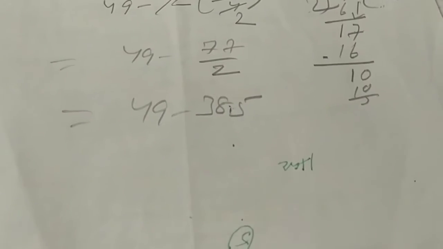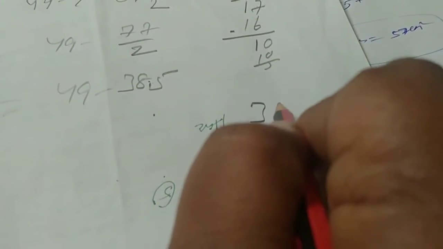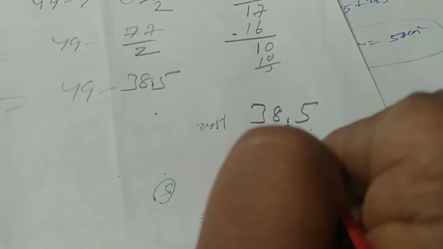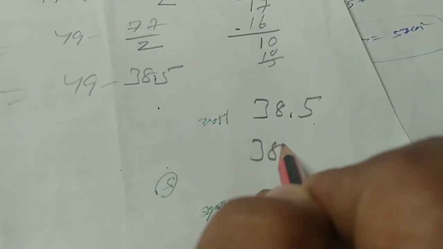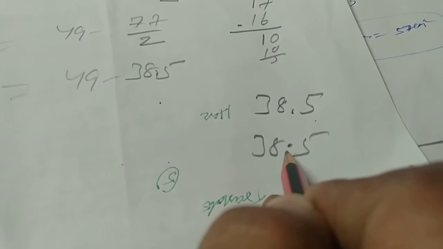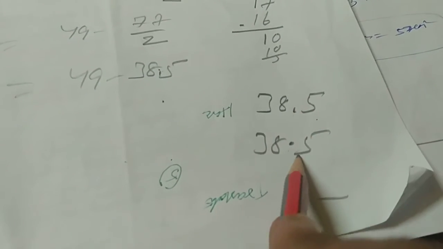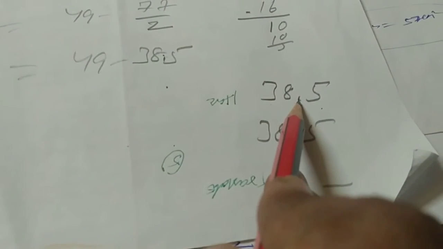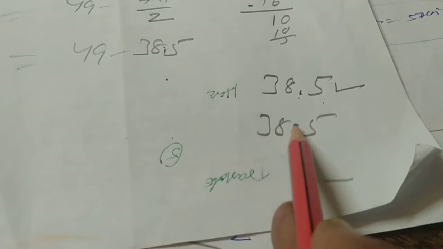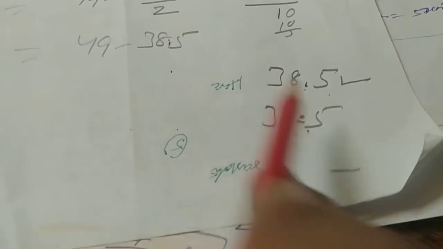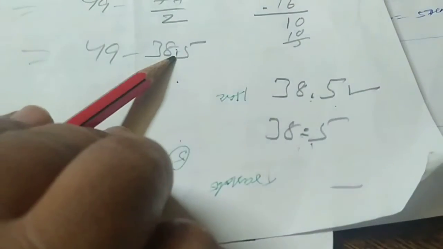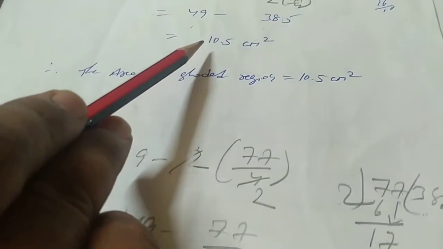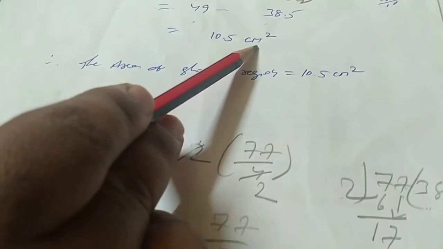So my dear students, remember one thing: if you put the dot down here, it becomes a decimal. If you put it in between, it is called multiplication. So decimal and multiplication, a lot of difference is there. So 38.5 means you have to put the dot here. So 38.5 we got, my dear students. So 49 minus 38.5 is equal to 10.5 centimeter square we got.